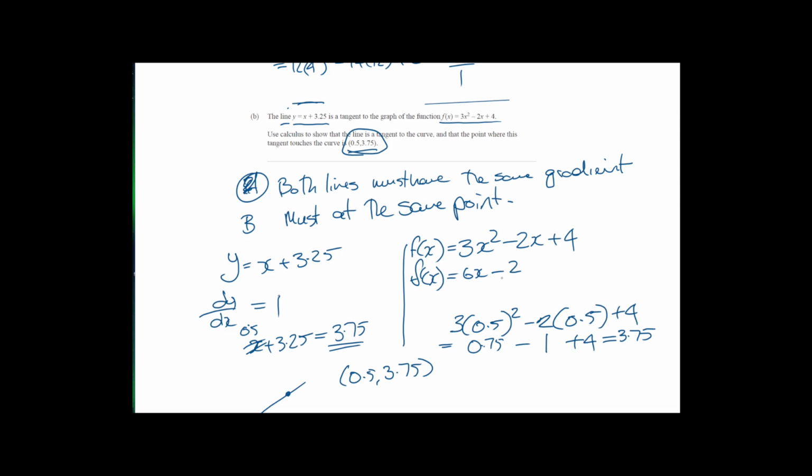We know the gradient for this first one is 1. So let's find this one and insert -0.5 in there to see that the gradient is in fact 1. The gradient of this at -0.5 is going to be equal to 6 times -0.5 minus 2, which is -3 minus 2... so therefore, same slope in same place. Therefore, tangent.